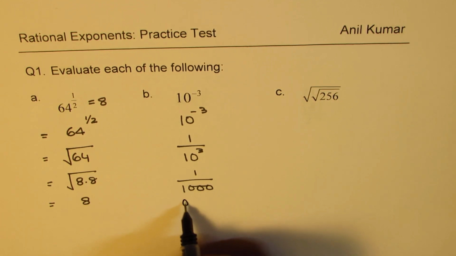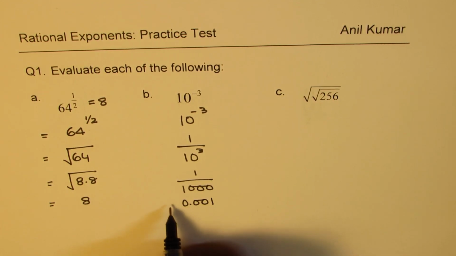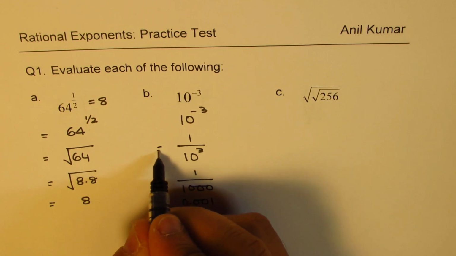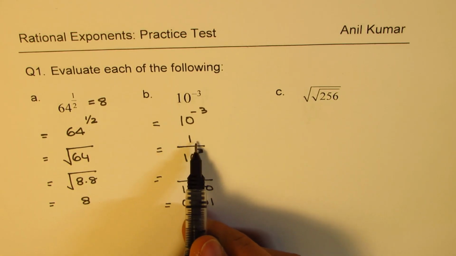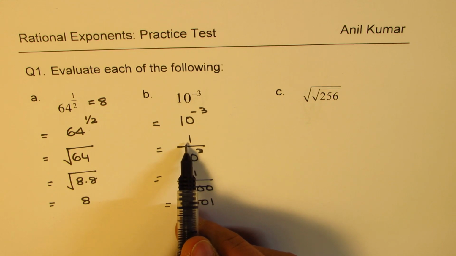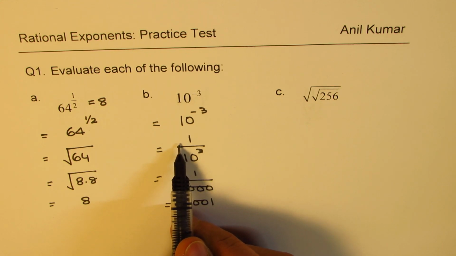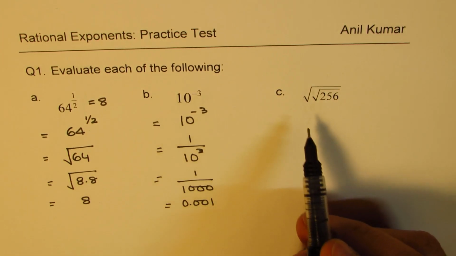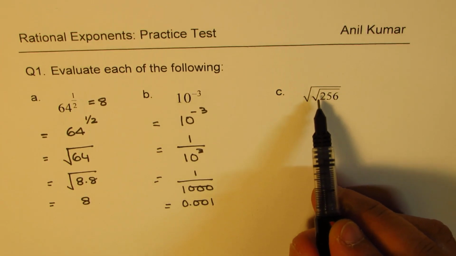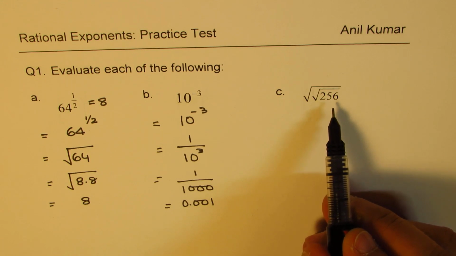If you want to write it in decimals, it will be 0.001, correct? So basically you move your decimal 3 places. First place 0.1, second place 0.01, third place 0.001. Now we are into this square root of 256.